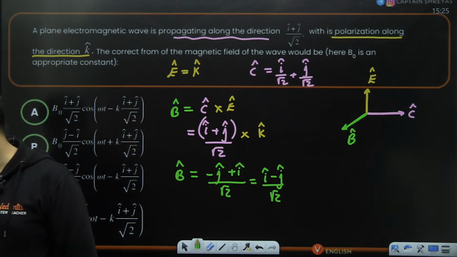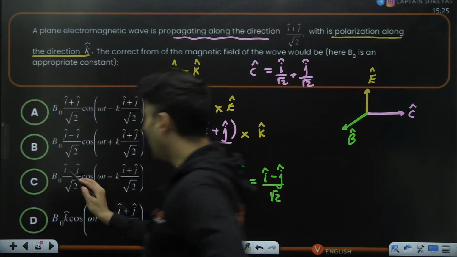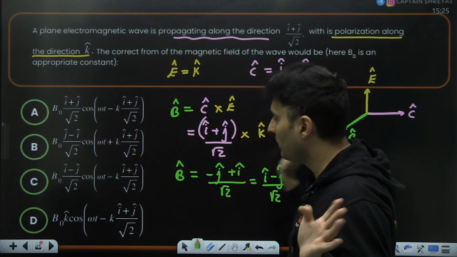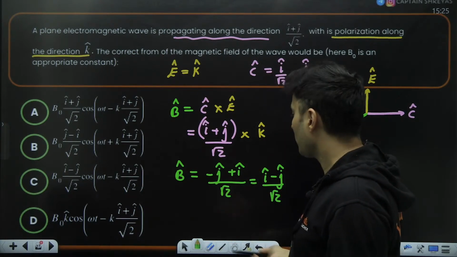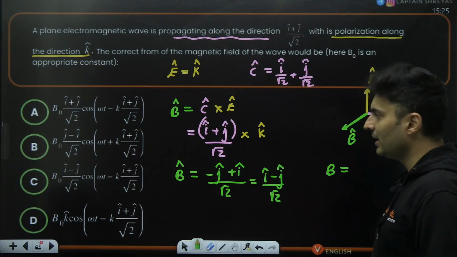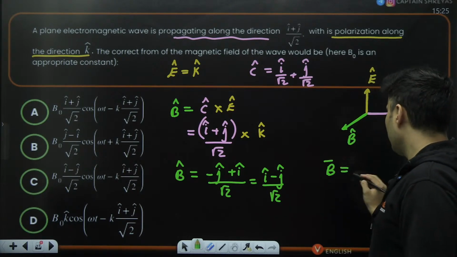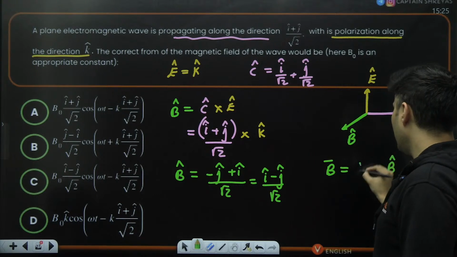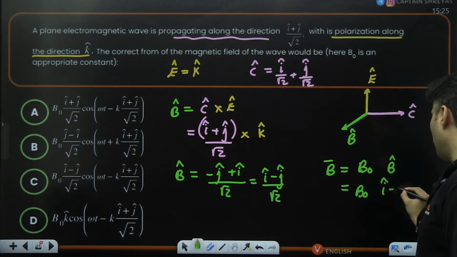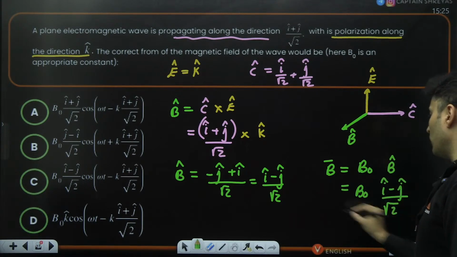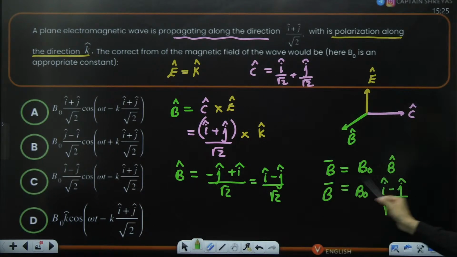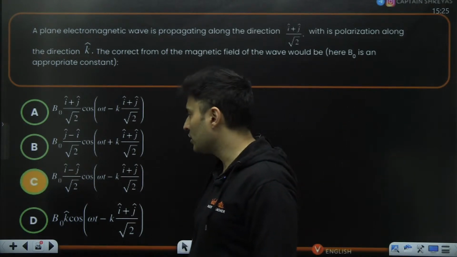Not many options are there, guys. (i cap minus j cap) by root 2 is only there in option C. j minus i is there, j plus i is there, k is there. That is definitely not correct. Not just that, we also know that the magnetic field totally will be that unit vector into the amplitude. So this will be B naught into (i cap minus j cap), the whole thing divided by root 2. So that is the net magnetic field. Definitely B naught multiplied by the unit vector will give you the field, so definitely that should be the answer.